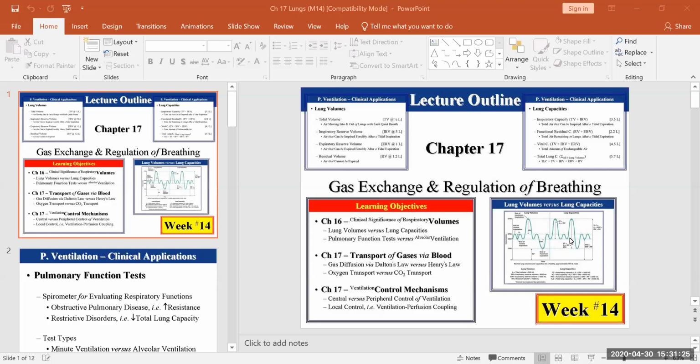So tidal volume plus inspiratory reserve volume plus expiratory reserve volume, that's your vital capacity. And then the total lung capacity is all 4 volumes together, okay? So vital capacity, this big arrow here, plus the residual volume on this side equals total lung capacity.